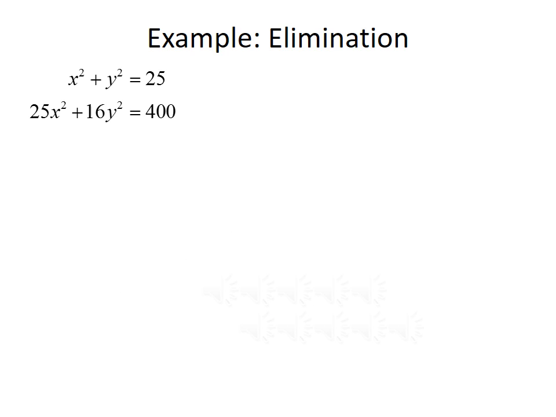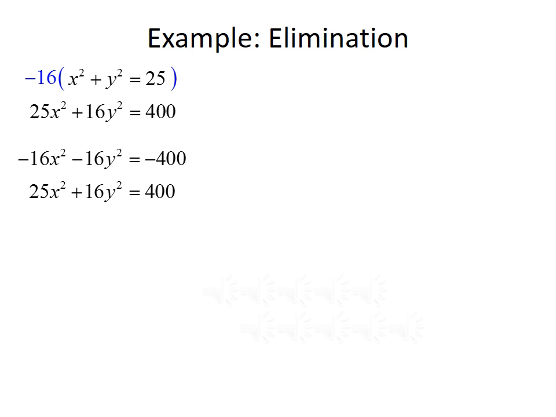Here's another example in which we'll use the elimination method. We have the system of equations x squared plus y squared equals 25, and 25x squared plus 16y squared equals 400. If we want to eliminate the y variable from the system of equations, we can multiply the first equation by negative 16. Doing so will give us the new equation, negative 16x squared minus 16y squared equals negative 400.